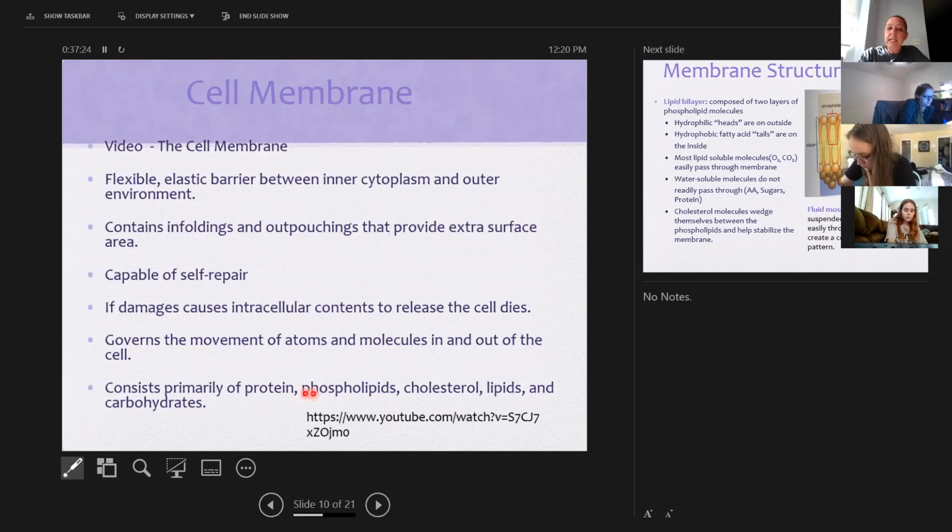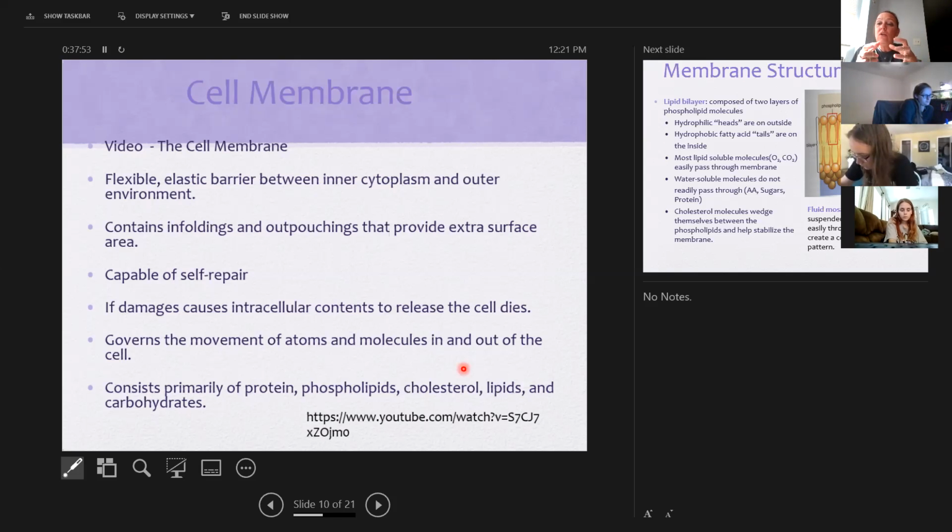We have proteins and all of these different things embedded in the cell membrane. I know in every picture that we see, it's just a circle, and it looks very boring, just like a line. The cell membrane is an entire environment unto itself. It has proteins embedded. It has fats, cholesterols, and carbohydrates.